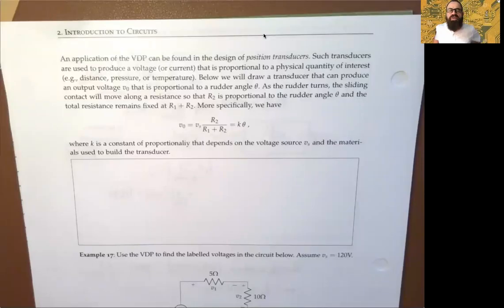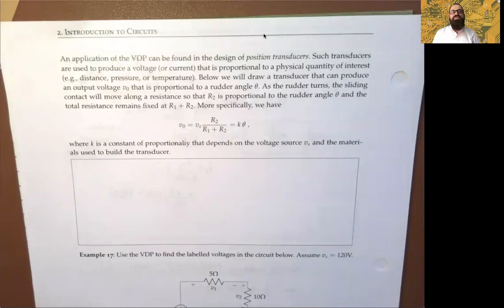We're going to finish section 2.5 out of the 301 workbook, which covers voltage and current division, by considering an interesting application and then a couple more examples of applying our VDP and CDP techniques. So one common application of voltage division, or VDP, can be found when you design position transducers.